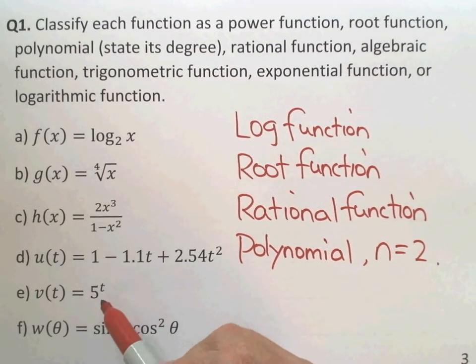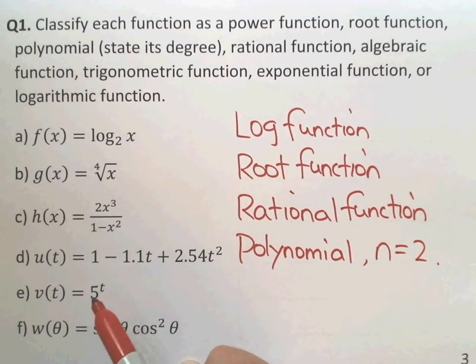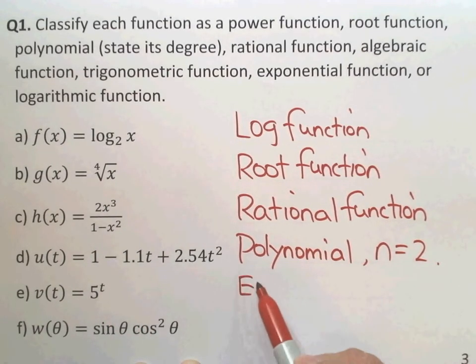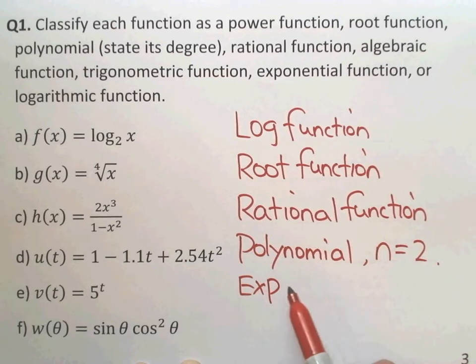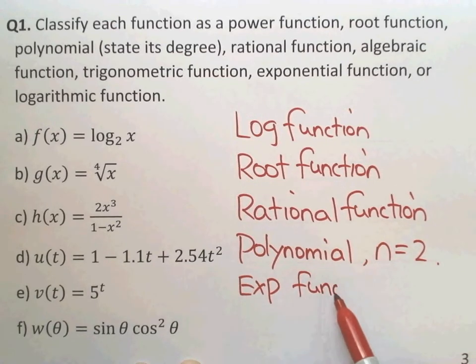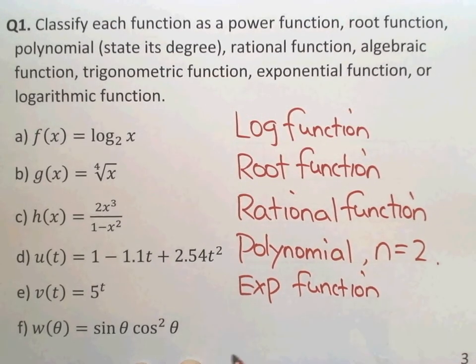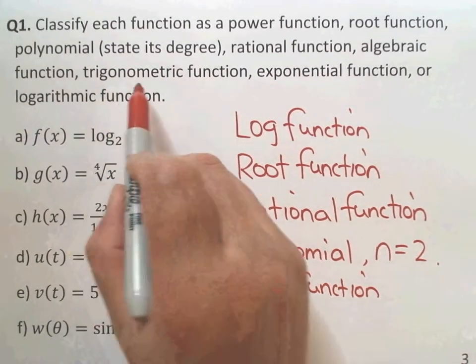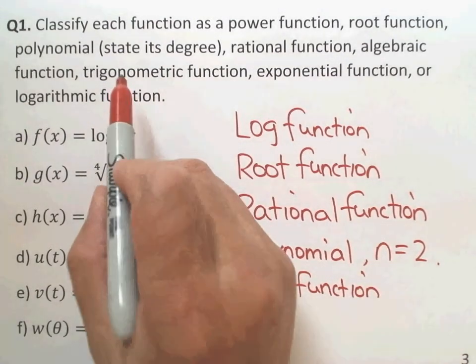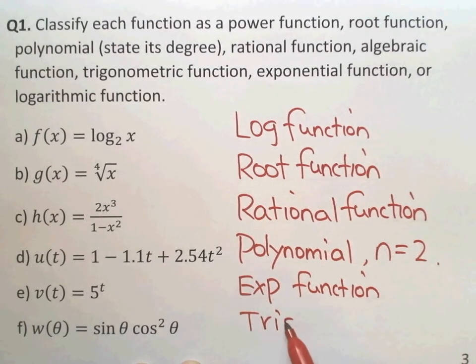What is this function? Exponential or power function? Keep in mind that this is not t raised to the fifth power. It's not a power function. See, the exponent is the variable, which means it is an exponential function. The last one, can you see, is the sine. It's a trig function, right? So basically trig functions. Of course, it's a multiplication of trig functions, but here we can only choose among these function types.